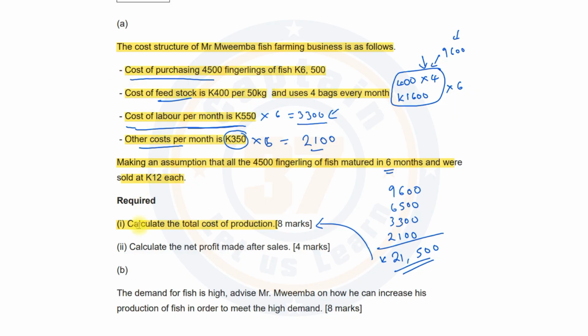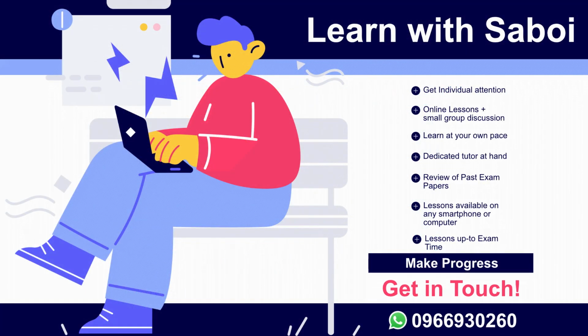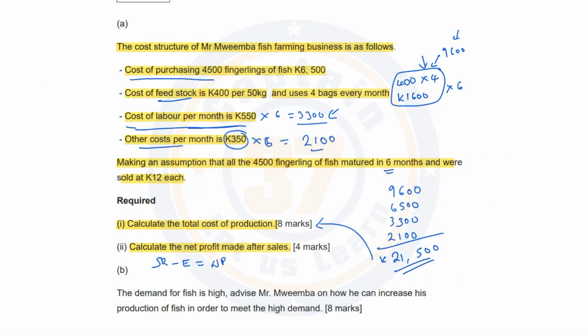The next part of the question is for us to calculate the net profit made after sales. The net profit is found by finding the sales revenue less the expenses. This is going to help us to find the net profit. So how do we find the sales revenue? The sales revenue is found by multiplying the quantities. We've been told the quantity is 4,500. Multiply this by the selling price, which is 12 kwacha. This is what we're going to do to find the sales revenue.